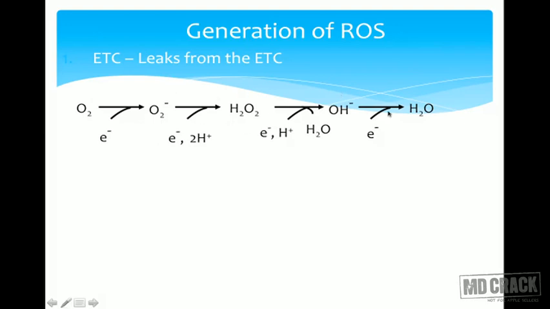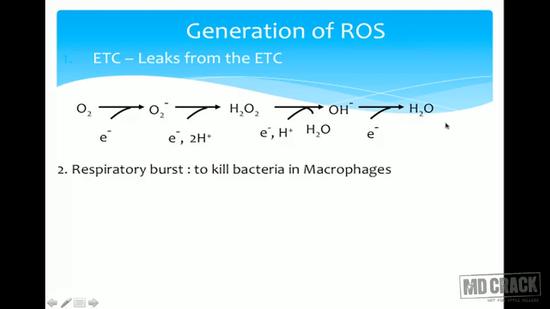It is very easy to say that in complex 4, electrons are given to oxygen to form water, but actually it is not so. It takes place bit by bit. One electron goes, then one proton goes, then 2 protons go, and thereby at complex 4, water is released. So during this time there may be leaks happening in the ETC, and all these leaks will result in the release of reactive oxygen species.